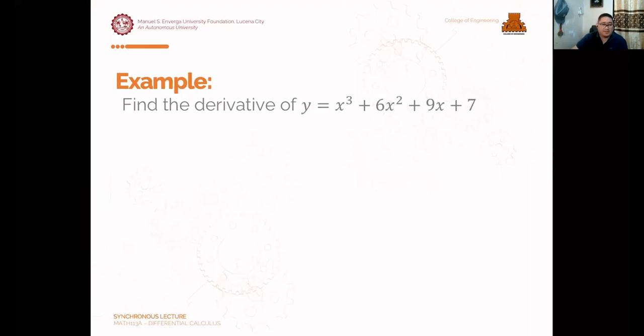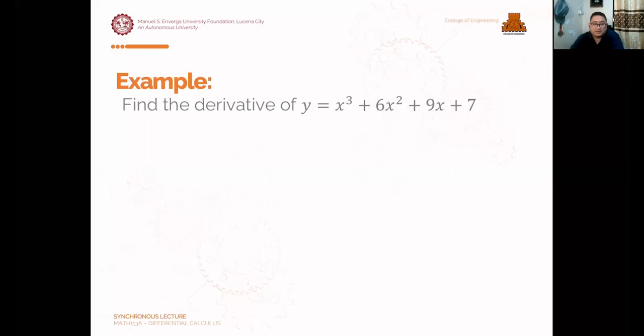I'll give you time at least 5 minutes. Masyado mga mahabang 5 minutes, ano? Basta if you have an answer na type in your answer sa chat box natin, then we'll check. Okay? What would be our answer for this given function? The derivative of y is equals to x cubed plus 6x squared plus 9x plus 7.